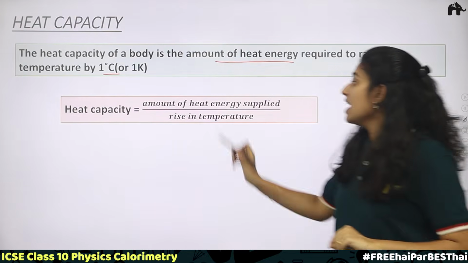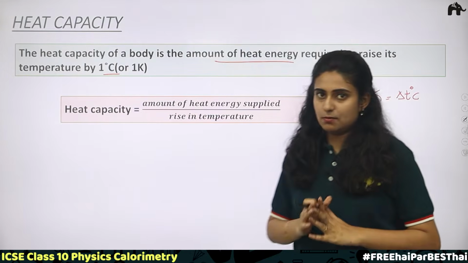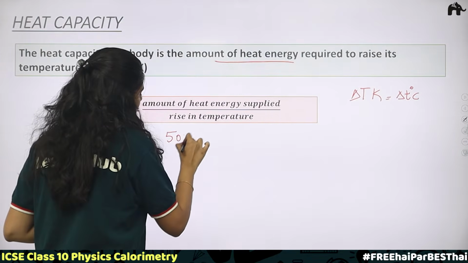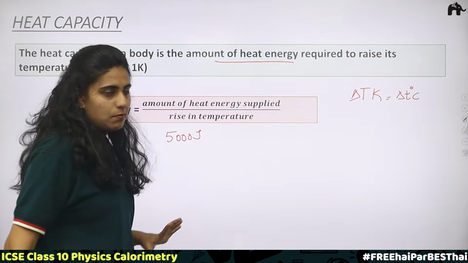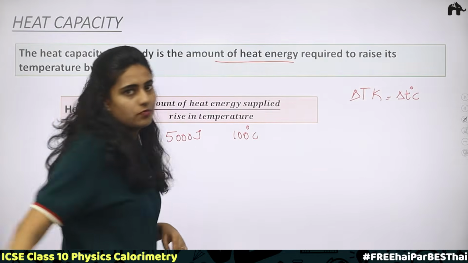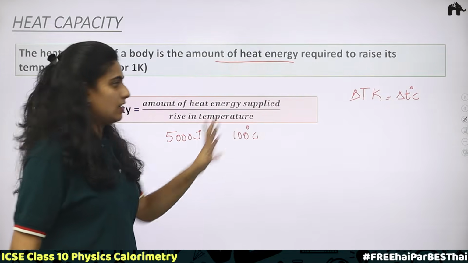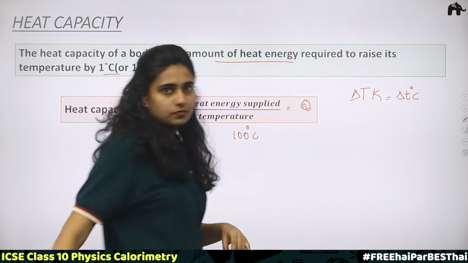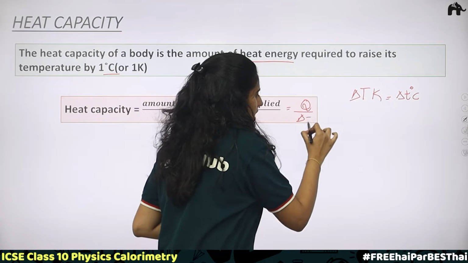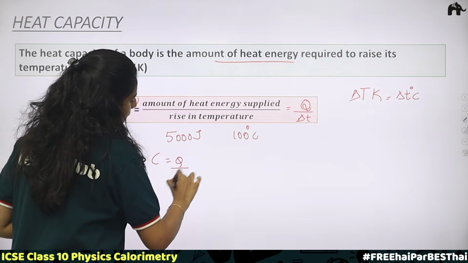So, this is how you can define heat capacity. That is, heat capacity is the amount of heat energy supplied divided by the rise in temperature or change in temperature. For example, we say that for a body 5000 joules of heat energy is supplied and its temperature changes through 100 degrees Celsius. Okay, in that case, you can find heat capacity. What is heat capacity? Heat energy Q divided by change in temperature, delta T. Heat capacity is represented using the letter C. Therefore, C is equal to Q divided by delta T.